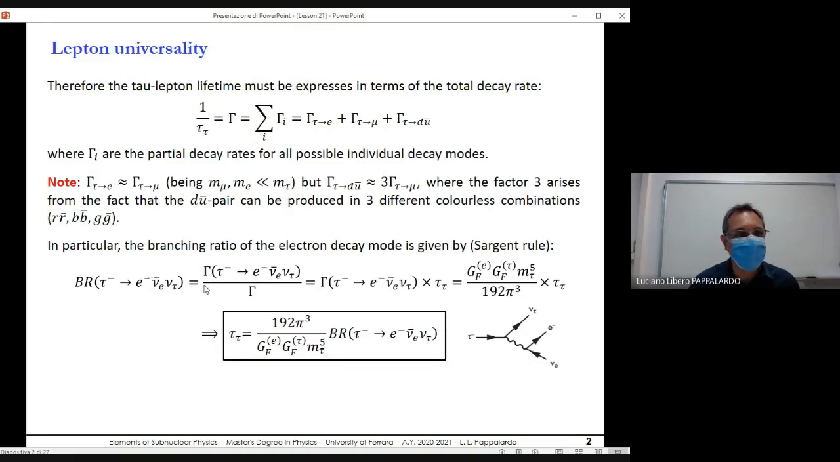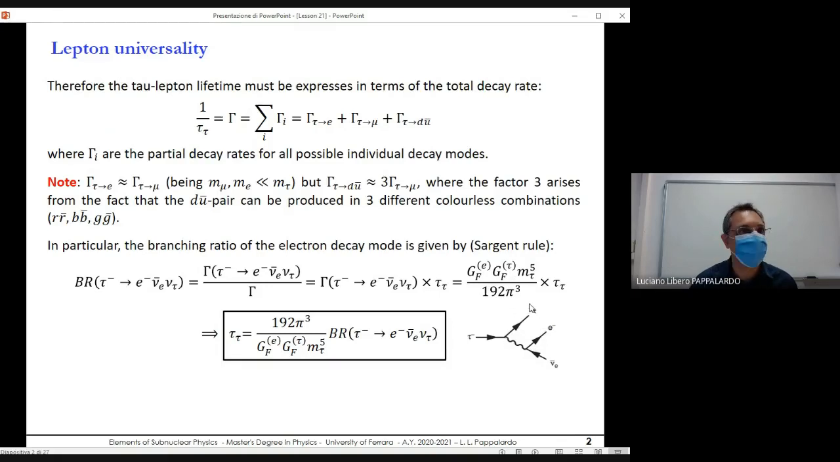So the branching ratio is by definition the partial decay width divided by the total decay width. And the total decay width is the inverse of the decay time, the lifetime. Now we can express this partial decay width by making use of the Sargent rule. So this time with the 5th power of the tau mass. And then we have the 2 couplings, which are the electron coupling at this vertex here and the tau coupling at this other vertex here.